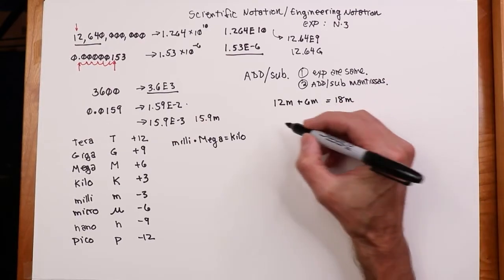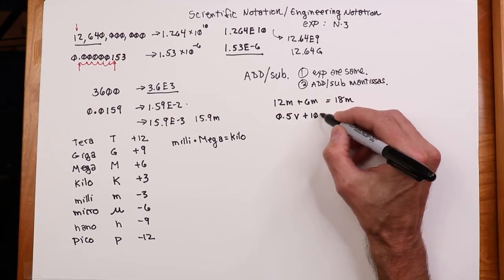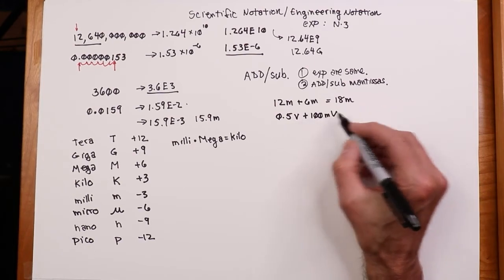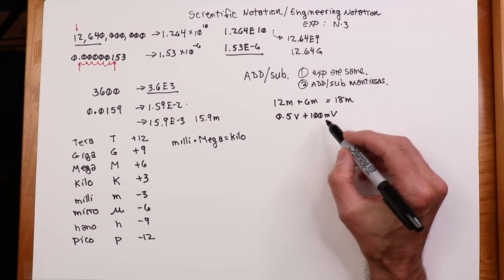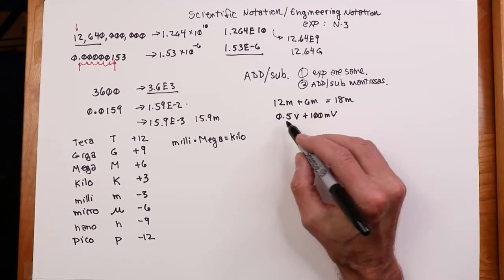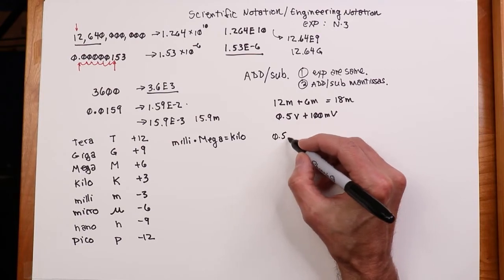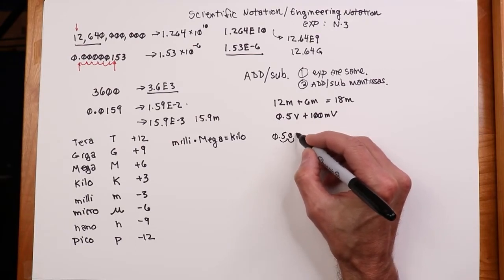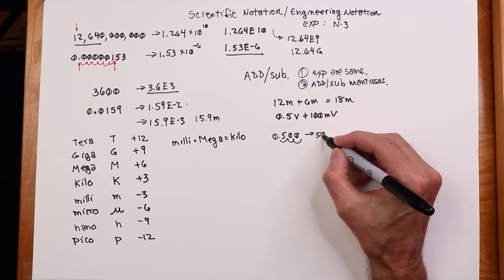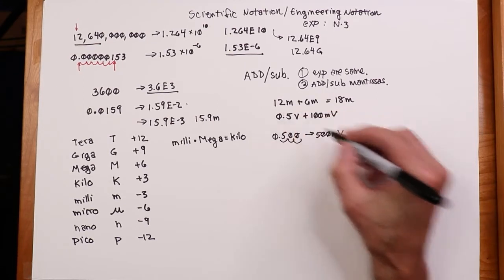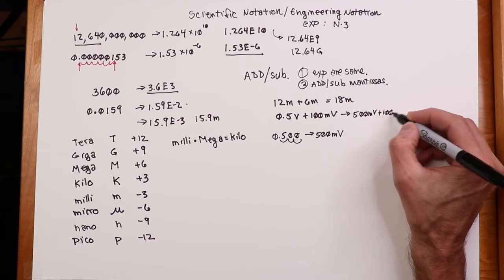Now, if I had something like maybe, let's say, half a volt, and I wanted to add to that 100 millivolts. These are not in the same power, right? Because this is 10 to the 0 volts. It's a base unit. This is millivolts. So I either turn this thing into volts or I turn this thing into millivolts. Well, the 0.5, just like we did over here, you could imagine zeros over here, right? So 1, 2, 3, this is 500 milli, in this case, volts. So I'd have to do that conversion. So we'd say, all right, that's 500 millivolts plus 100 millivolts. That's 600 millivolts.